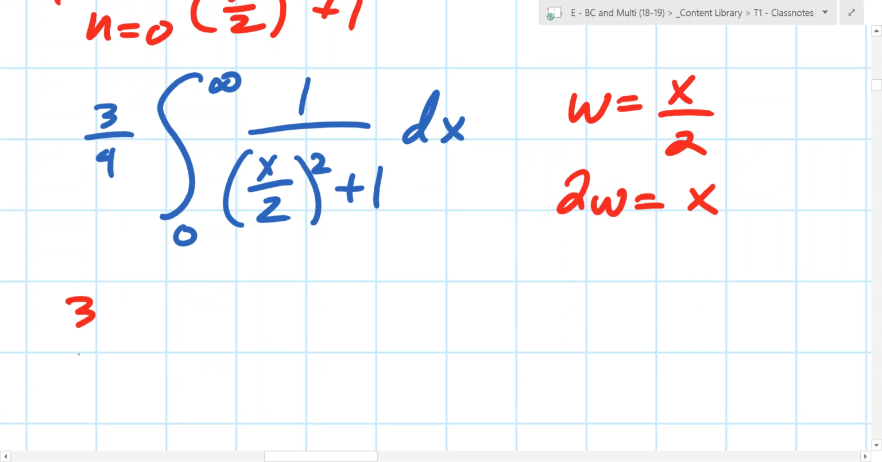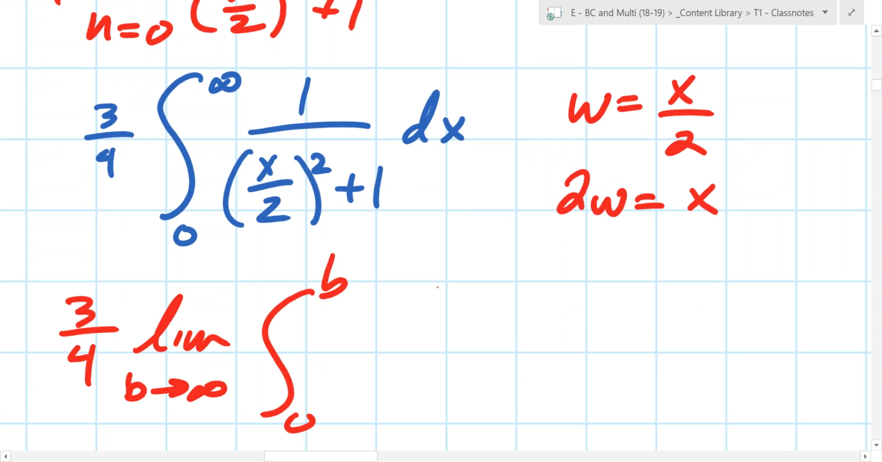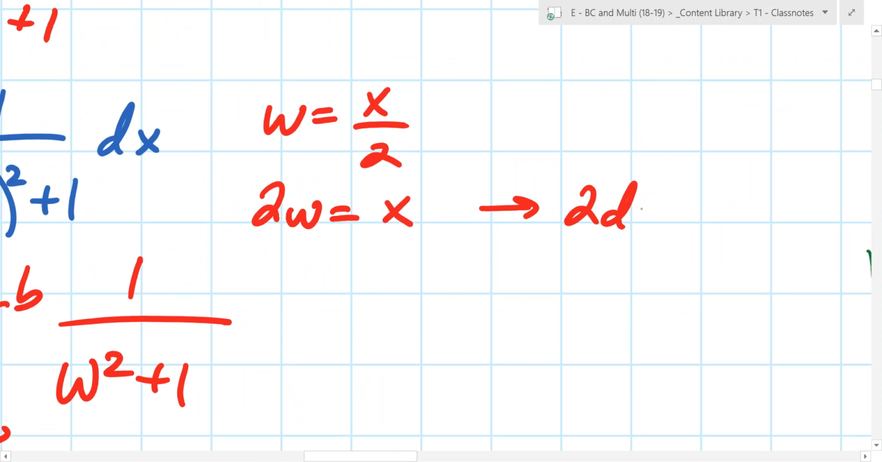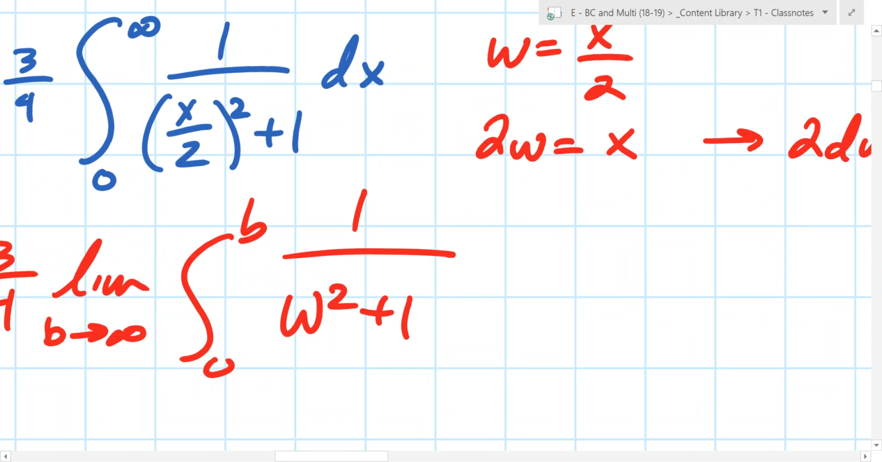Can we have infinity as a limit of integration? No, it's the limit as, let's say, b goes to infinity, 0 to b of 1 over w squared plus 1, but we don't write dx. We can only have one variable. So if w equals x over 2, what does that tell us? 2 dw is equal to dx. You differentiate both sides. So when you substitute this in, what do you put right here? 2 dw. We now have one variable in our integral.